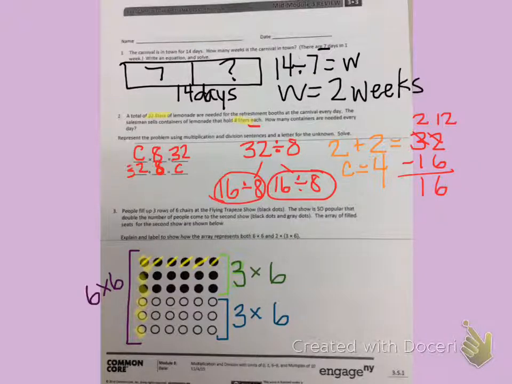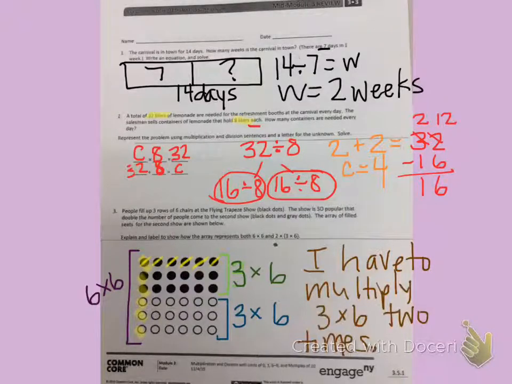So I'm going to show that I have to multiply. So I just wrote I have to multiply 3 times 6 2 times. That's where the extra 2 in the word problem in the number sentence comes from, because I have to multiply 3 times 6 2 times. That's where the double also implies 2 times, and that's what's going to give me the answer for 6 times 6.